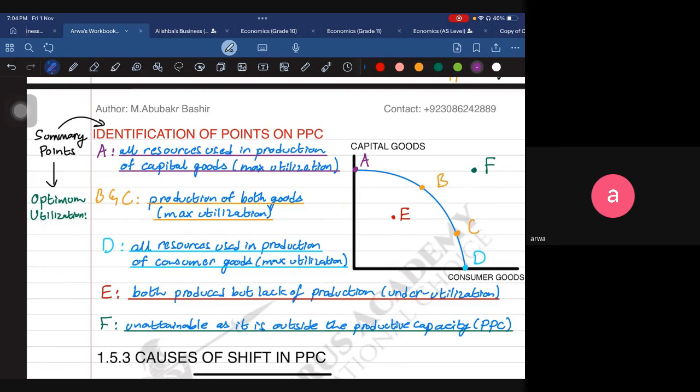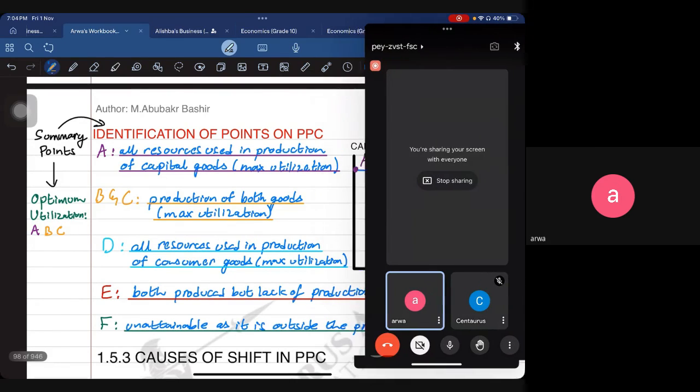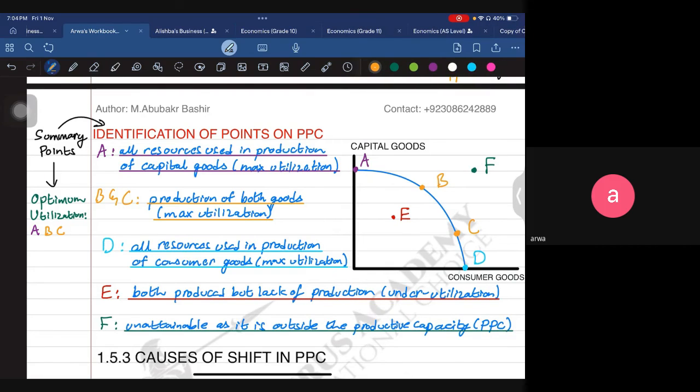Very good. A, B, C, and another one is D. So at these points, you see that there is optimum utilization going on.